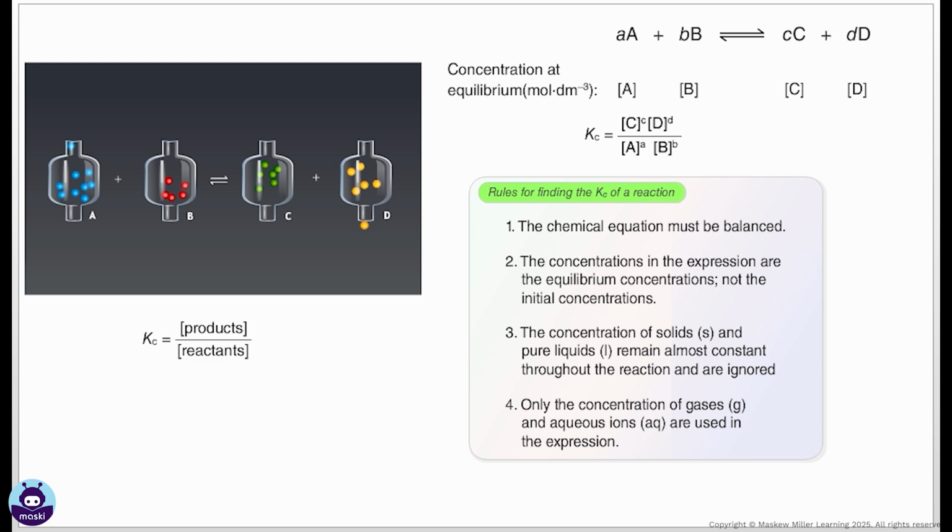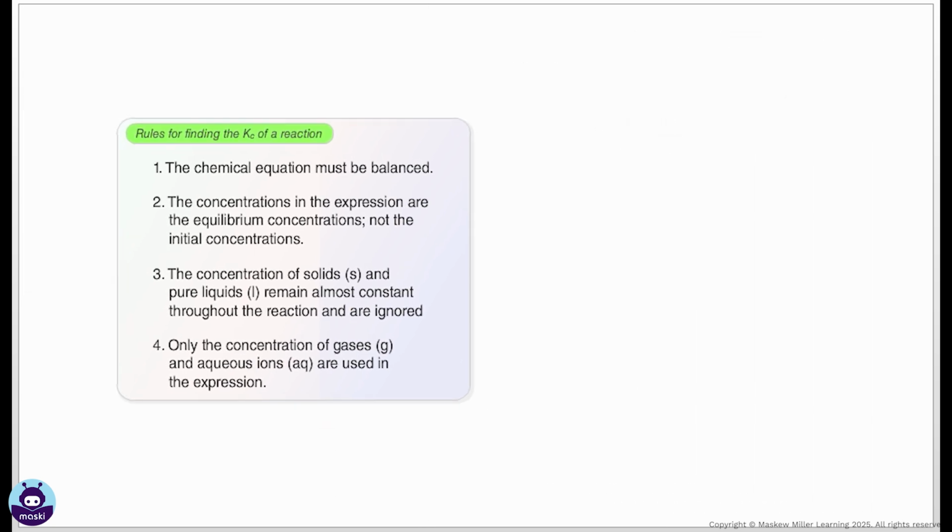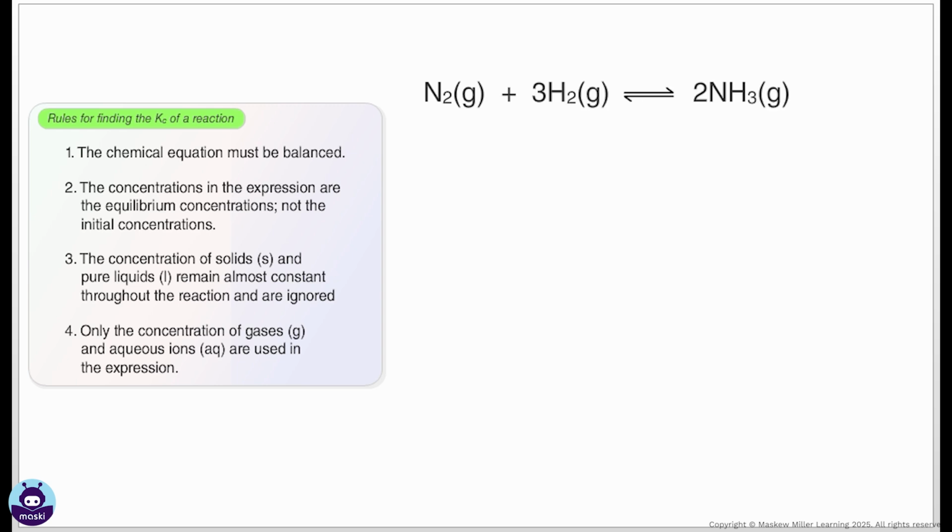Let us find the expression for Kc of the reaction N2 gas plus 3H2 gas, reversible reaction giving 2NH3 gas. The equation is balanced. Here, all the chemical species are gases, so we use all their concentrations in the expression. Kc equals [NH3]^2 over [N2] times [H2]^3.